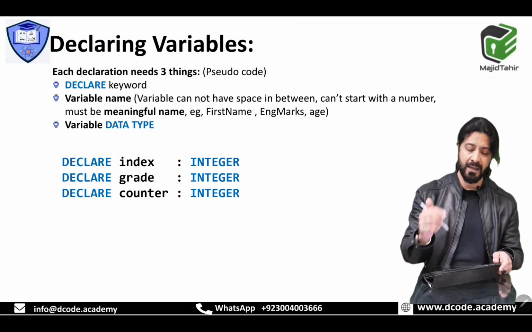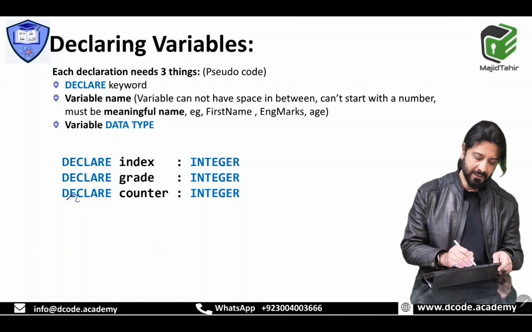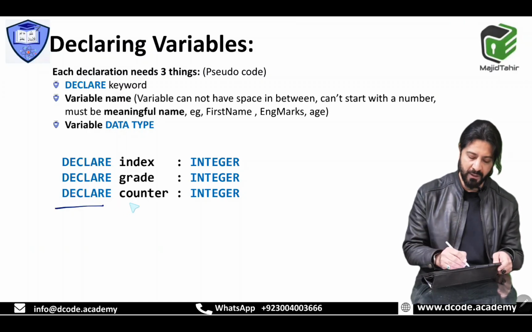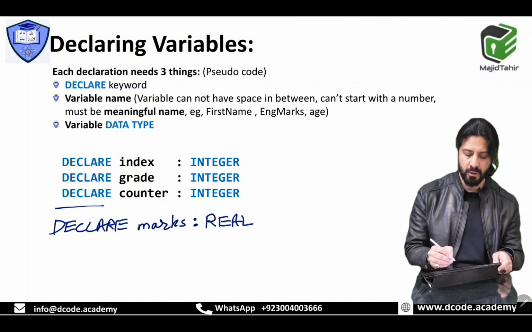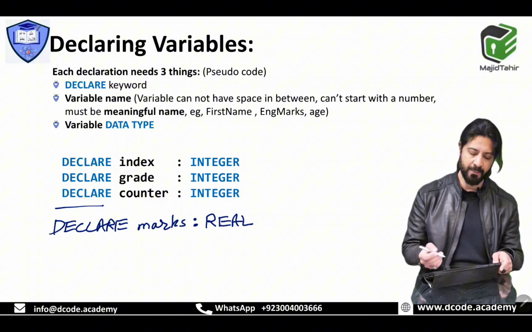Declare is the keyword that tells you that you're creating a variable. Then for example, I am creating another variable. The name of the variable comes, for example marks, and I'm going to store the real data type, meaning my marks can store decimal numbers also. So declare marks as real. So this is the colon and then the data type.